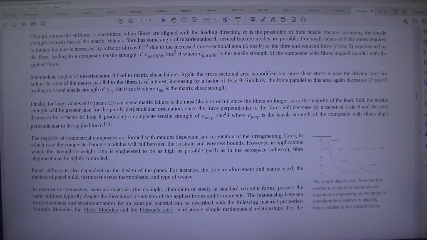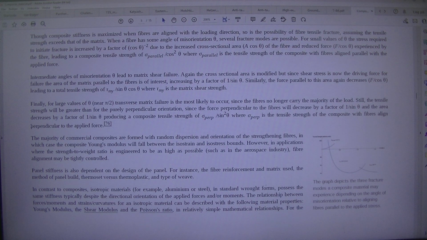Intermediate angles of misorientation theta lead to matrix shear failure. Again, the cross-sectional area is modified, but since shear stress is now the driving force for failure, the area of the matrix parallel to the fibers is of interest, increasing by a factor of 1/sin theta. Similarly, the force parallel to this area again decreases, F cos theta, leading to a total tensile strength of τ_my/(sin theta cos theta), where τ_my is the matrix shear strength.